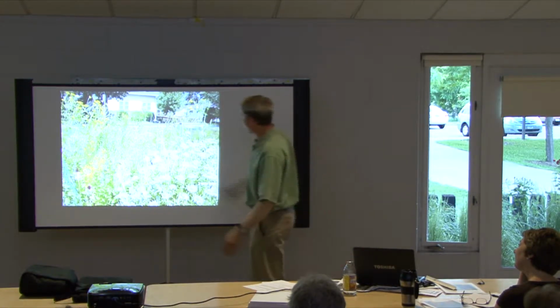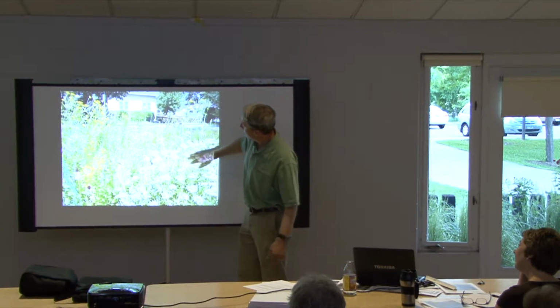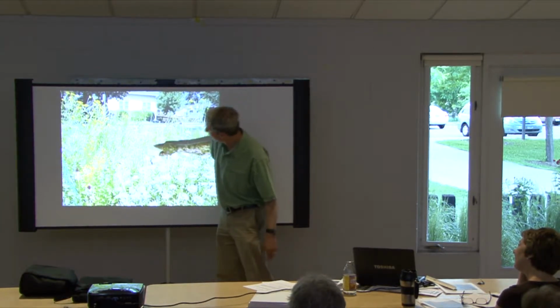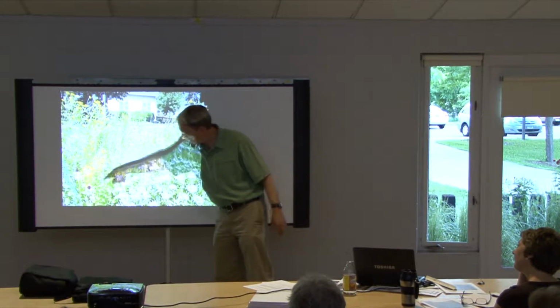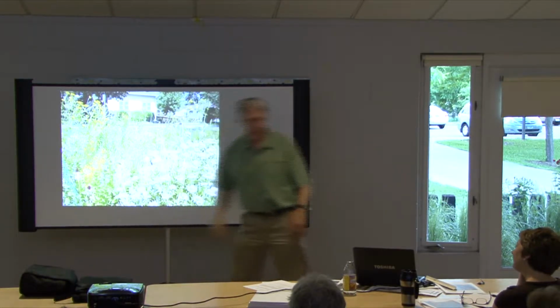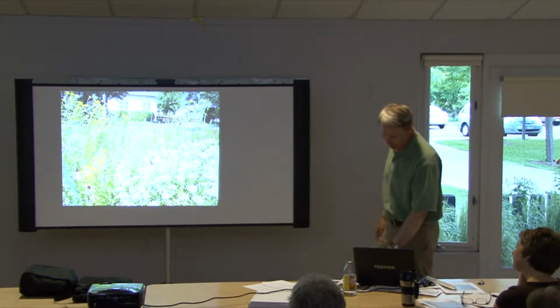So bergamots, marsh milkweed, hoary vervain, common oxeye, black-eyed Susan, purple coneflower, some of the pretty common plants that we use in rain gardens.